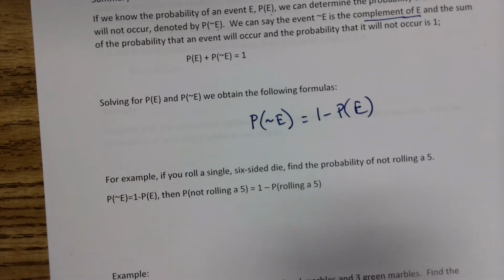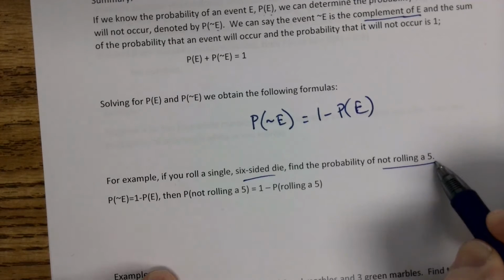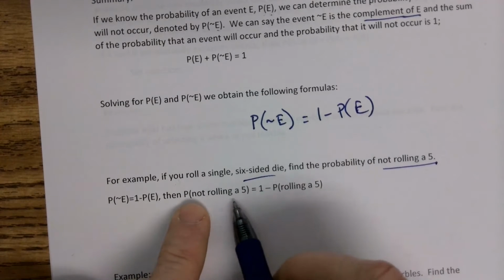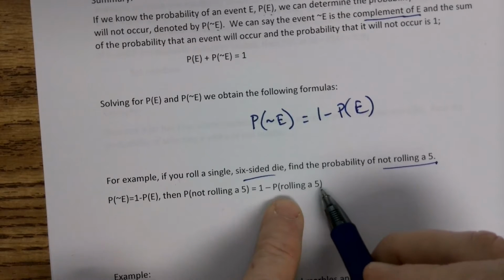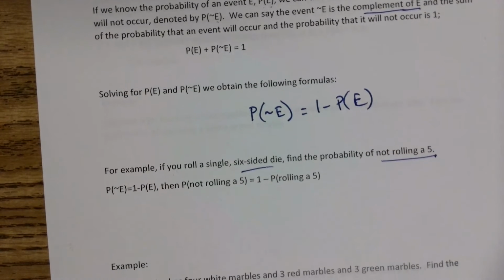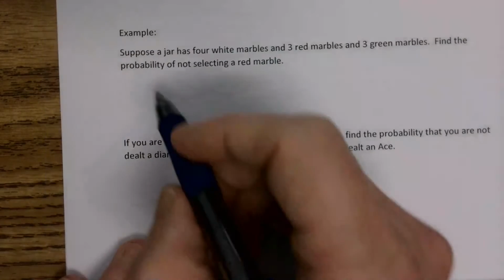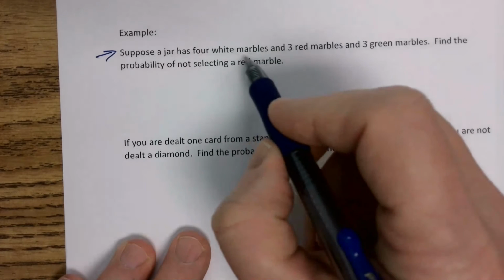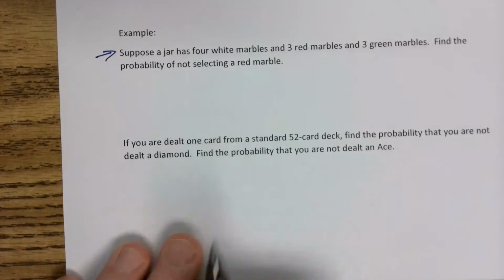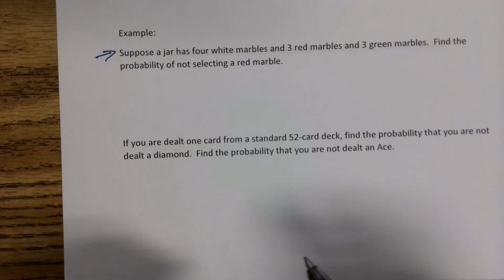So if I'm rolling a 6-sided die, what's the probability of not rolling a 5? Then it's 1 minus the probability of rolling a 5. Super simple. So we're going to move on to this one. I do this one with basically a jar with marbles in it, because I think this is what they used in 6th grade, some type of a bag with marbles in it to teach you some simple probability.